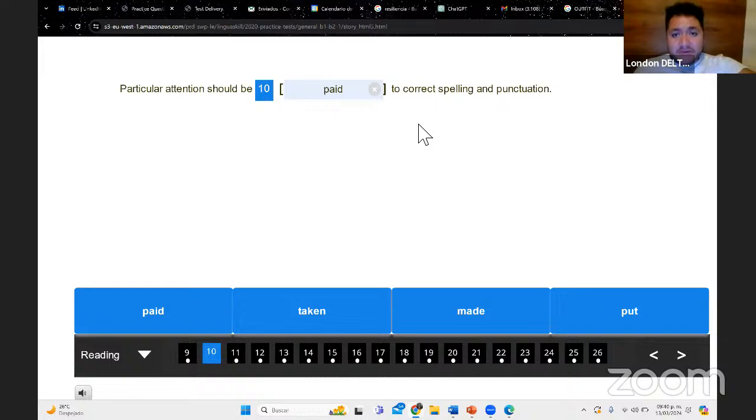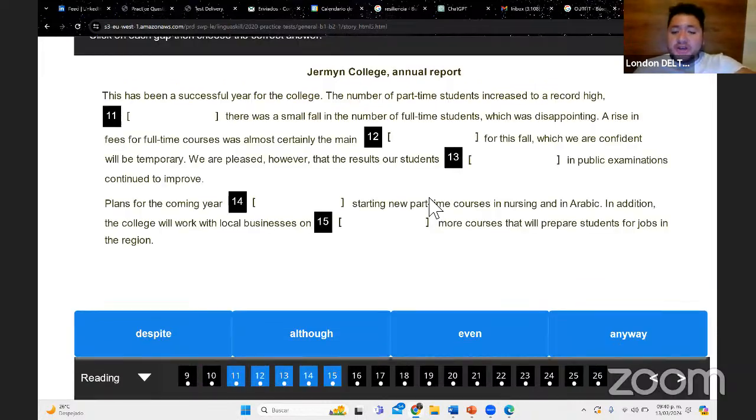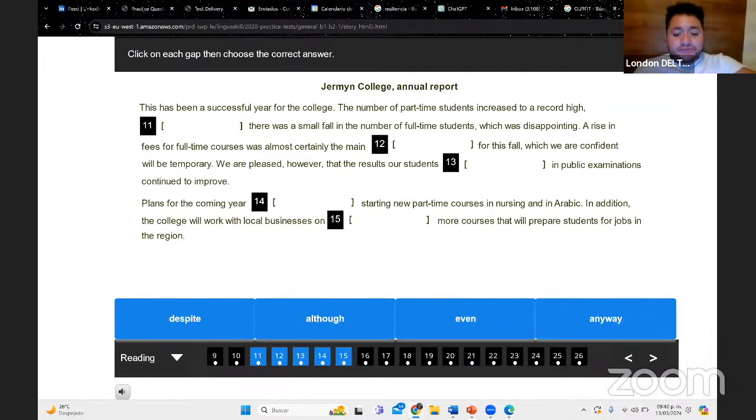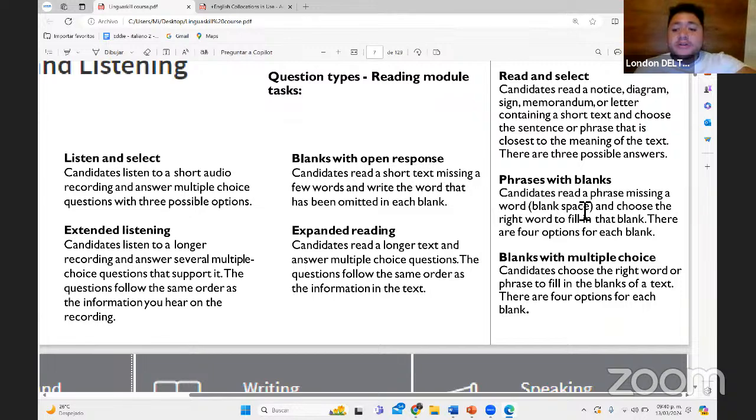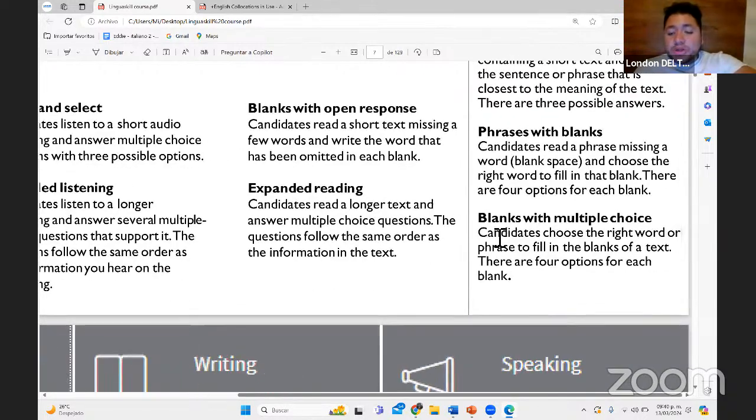So you have these exercises, it's natural to give a correct answer. Okay, let's check the next exercise. What is this exercise? We're going to check the guide, and it's blanks with multiple choice. Candidates choose the right word or phrase to fill in the blanks of a text. There are 4 options for each blank.